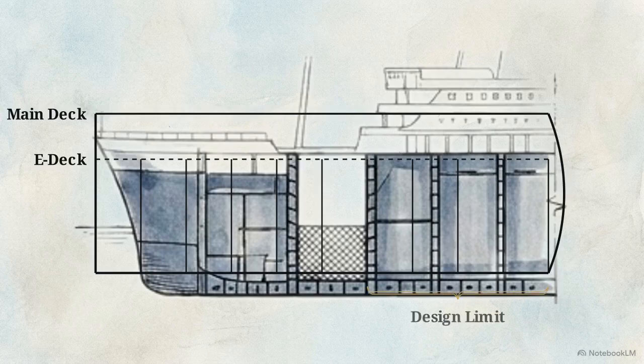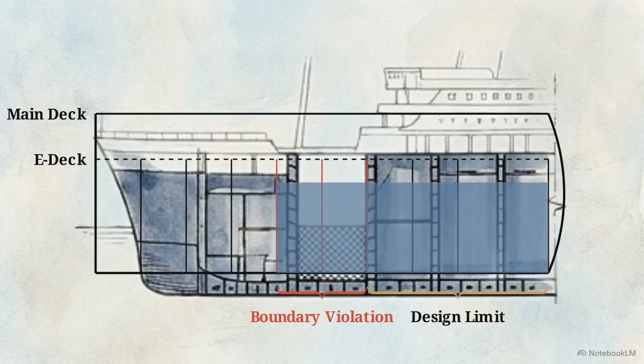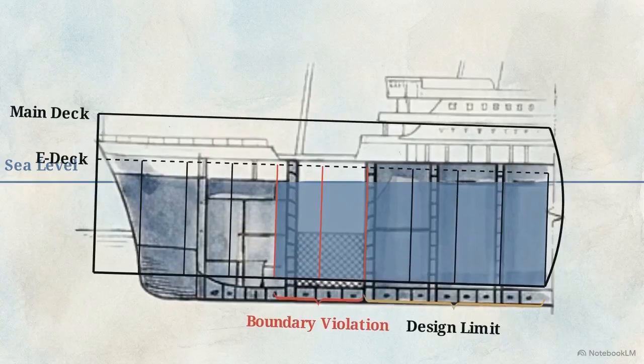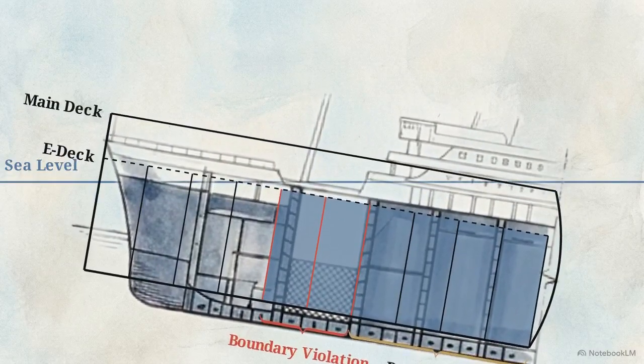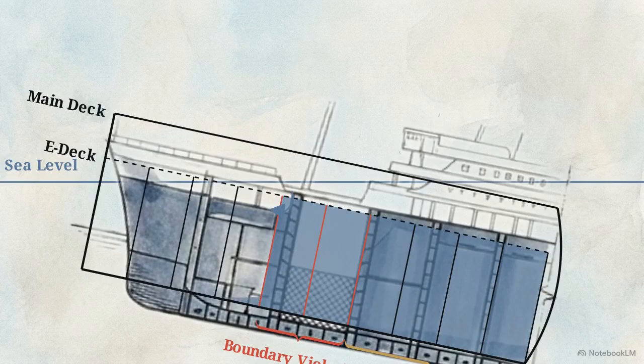The ship was calculated to stay afloat with 4 compartments flooded. Striking the iceberg flooded 6. This added mass altered the vessel's center of gravity, pitching the bow downward and lowering the height of the bulkheads relative to the waterline. The ocean simply spilled over the top of the walls from one compartment to the next.